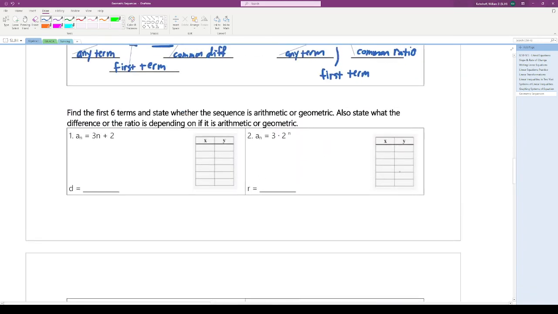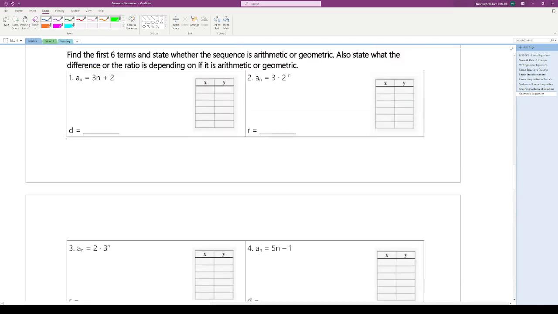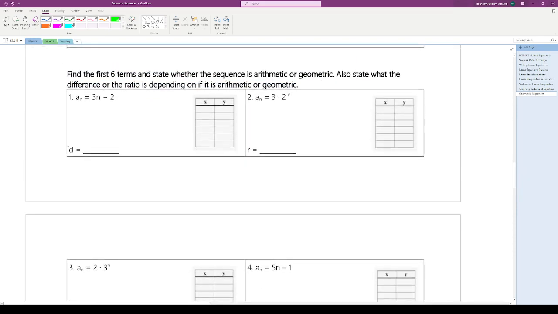Okay, so for these we're going to find the first 6 terms and state whether it's arithmetic or geometric and what the difference or ratio is. We have 4 of these, so I'll go ahead and go through 2, and then if you can pause and go through the other 2, that'll be good.